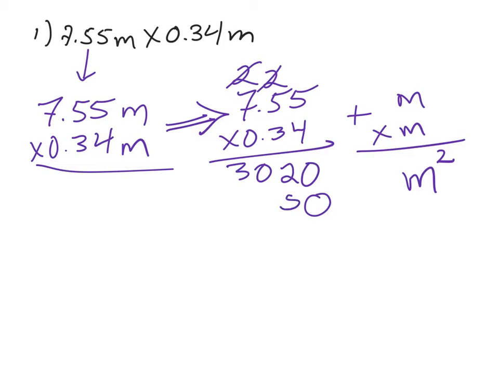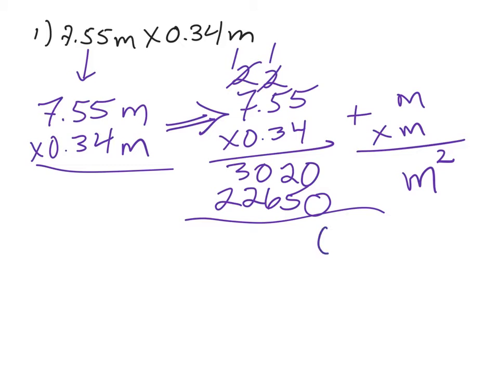5 times 3 is 15. Carry the 1. 5 times 3 is 15, plus 1 is 16. Carry the 1. 7 times 3 is 21, plus 1 is 22.